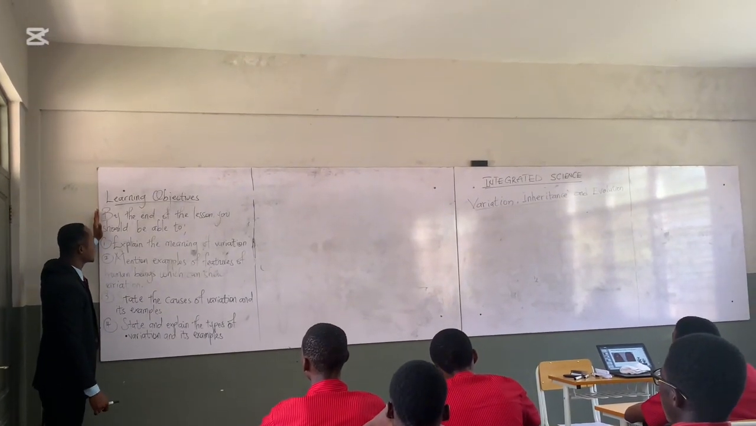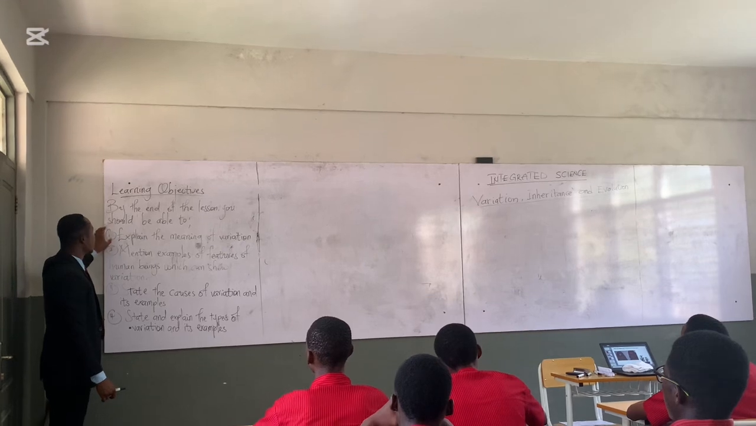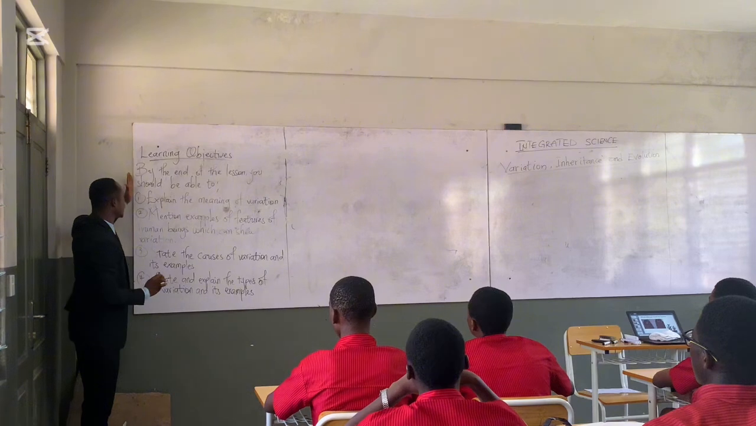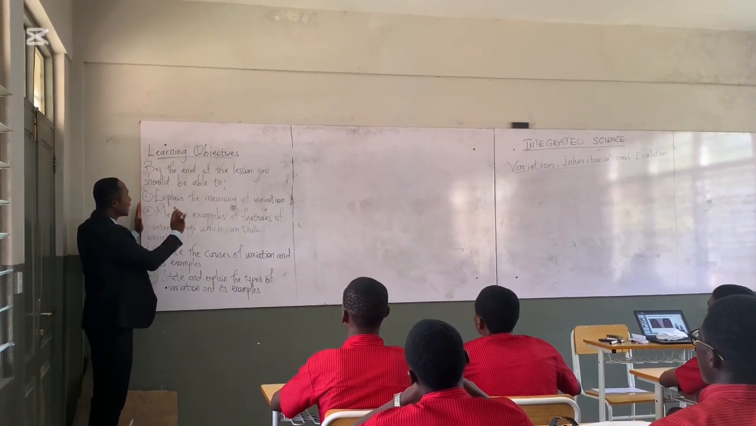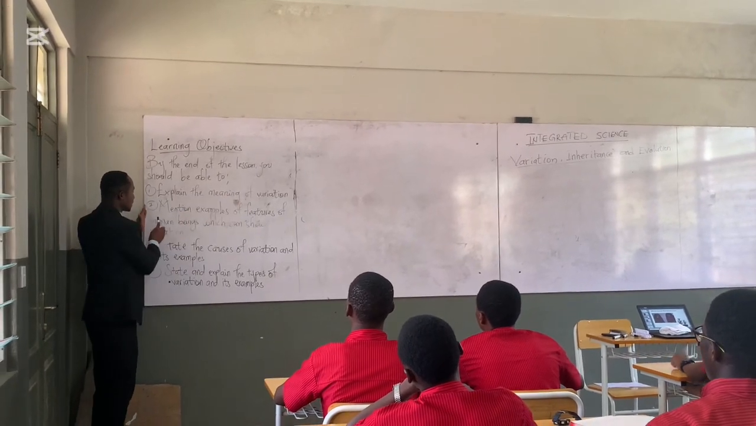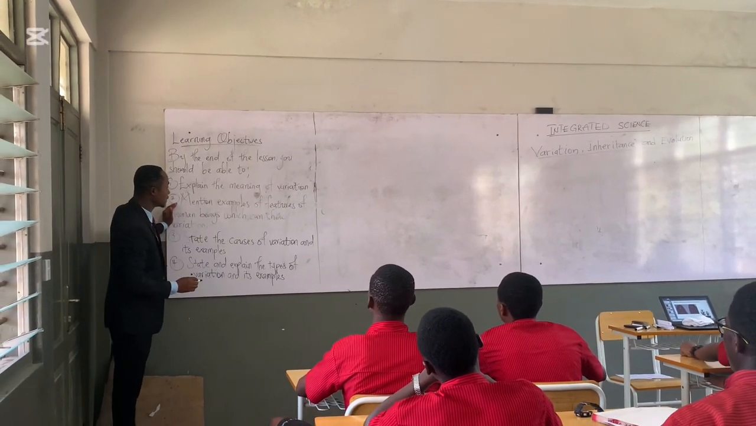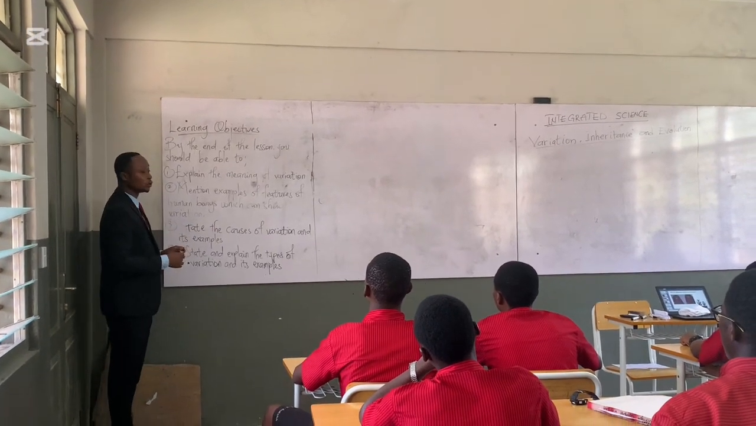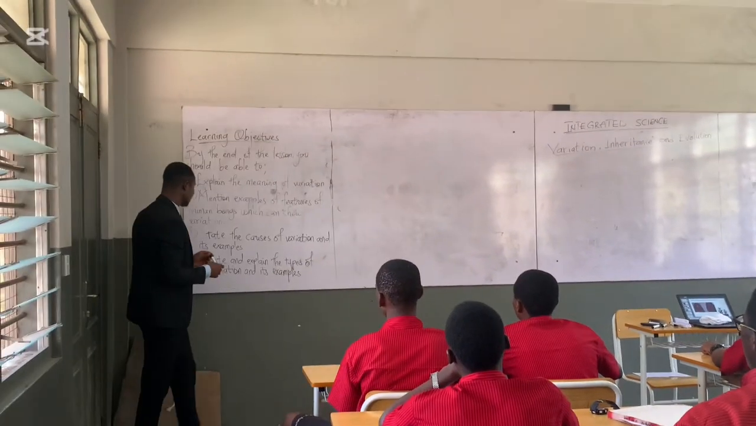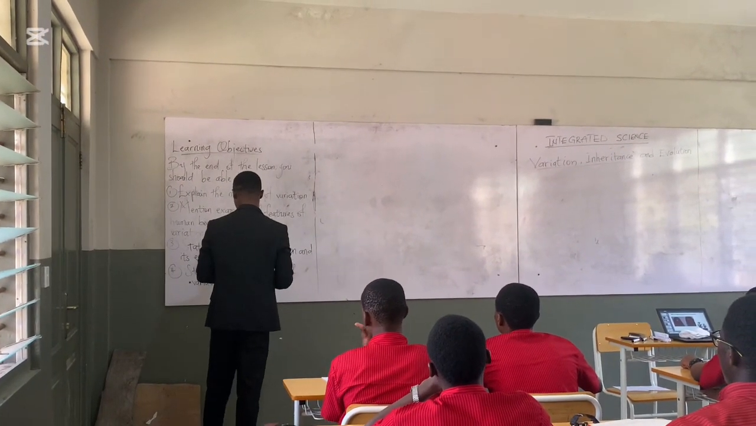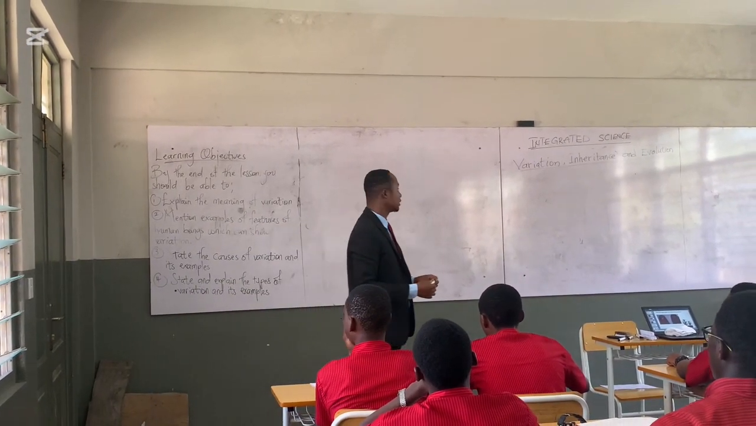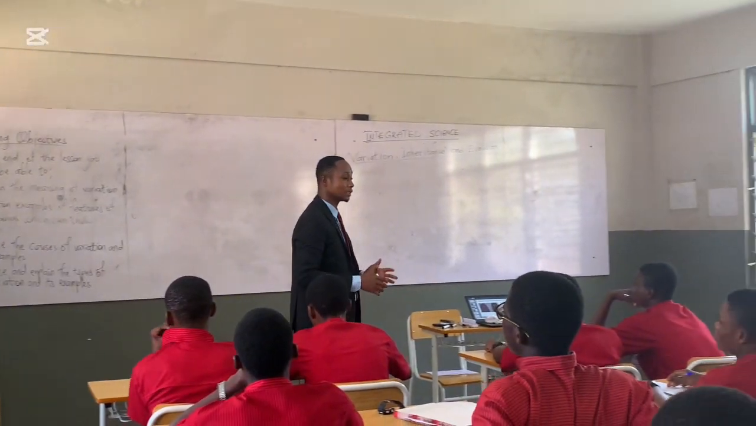By the end of this lesson, you should be able to explain the meaning of what? Variation. Okay? Is that clear to you? Yes, sir. So this is the first learning objective. Second one, mention examples of features of human beings which can show variation. Is that clear? Third one, state the causes of variation and its examples. Is that clear to you? Very good. So these are the learning objectives for this topic.